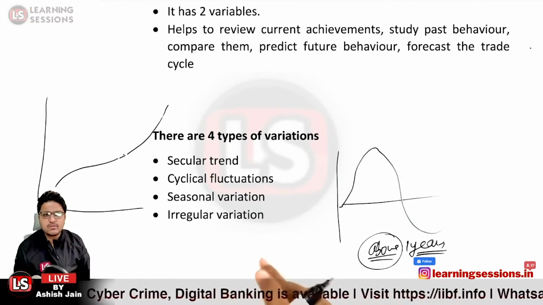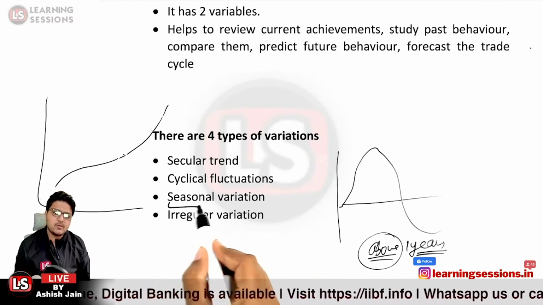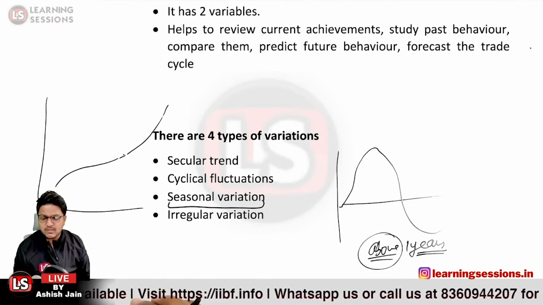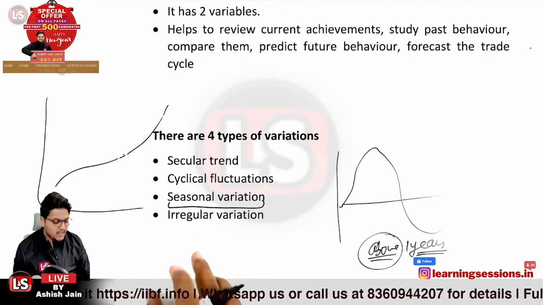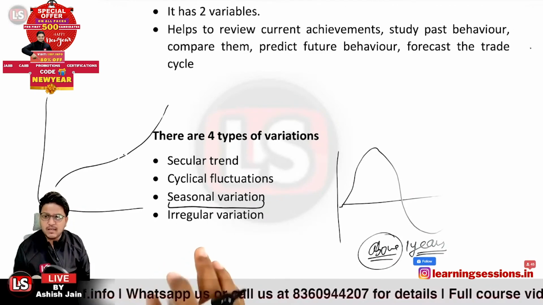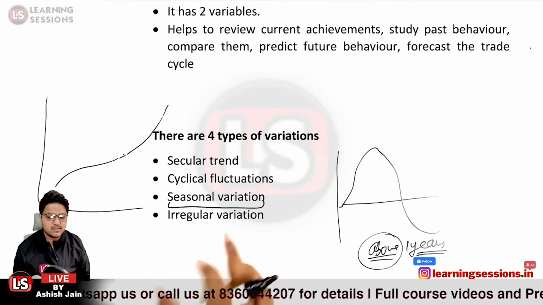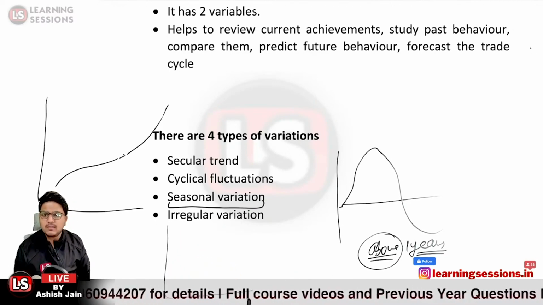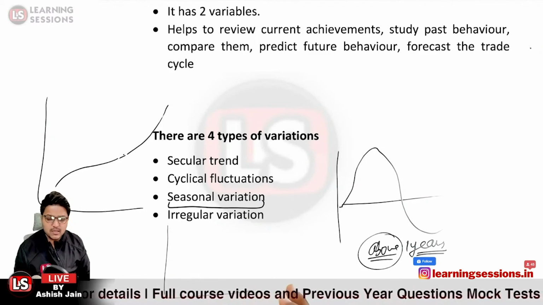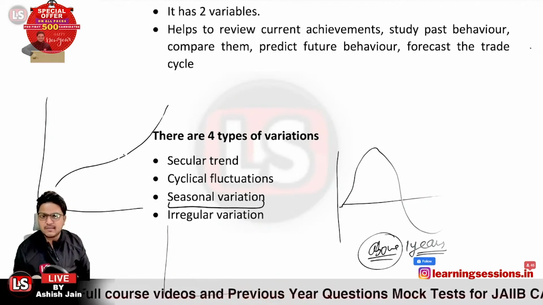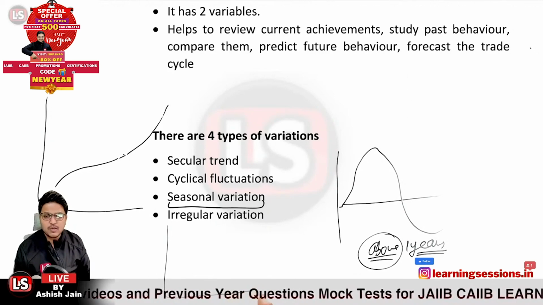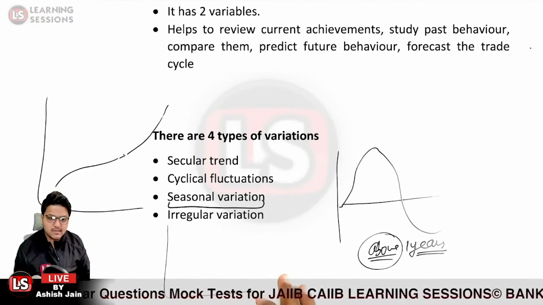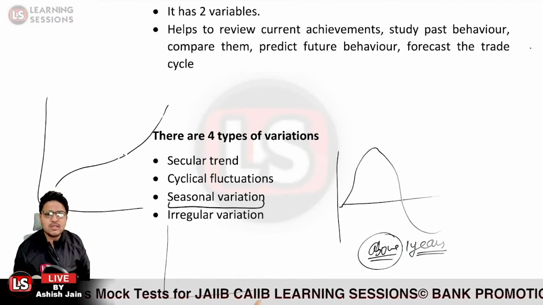The next one is related to seasonal variations. If we take the example of a hosiery product, in that case the sale will increase in winter season, and it will be lower in summer season, because there is more demand in winter and lesser demand in summer. So hosiery products are sold more in winter. It's related to seasonal variation.